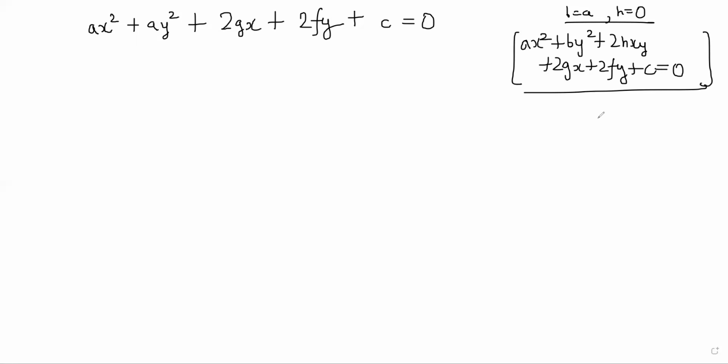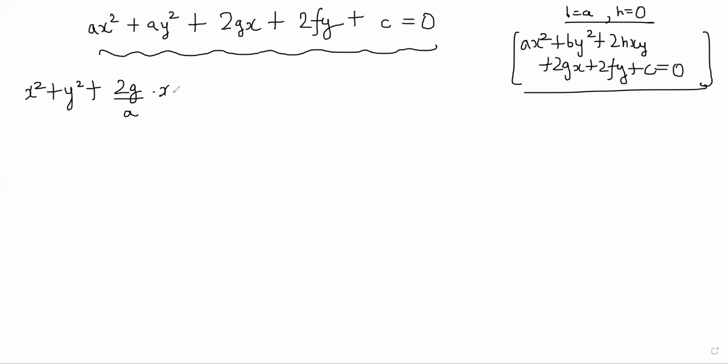Okay. So let's say we have this equation, right? Then what we will do here is I will divide by a throughout. So I will get x square plus y square plus (2g by a) into x plus (2f by a) into y plus c by a is equal to 0.